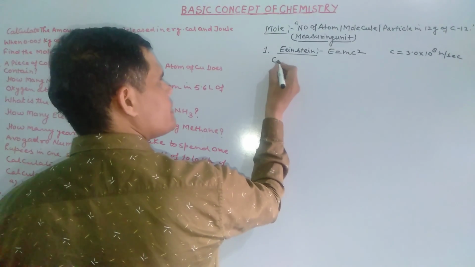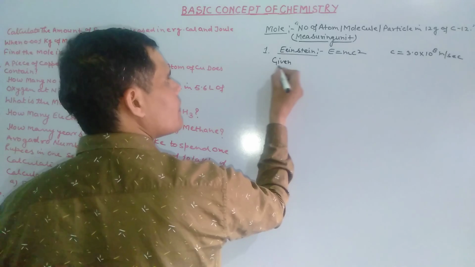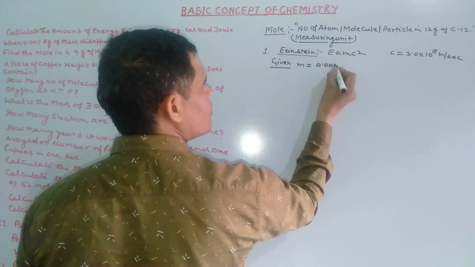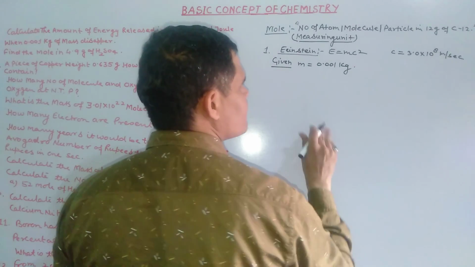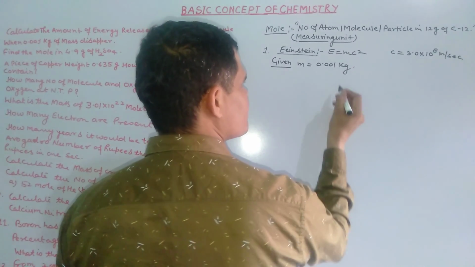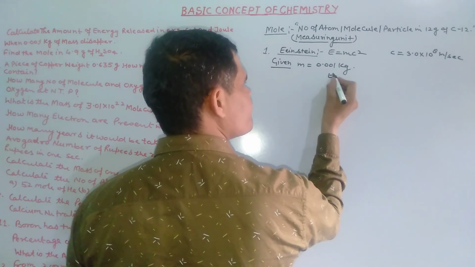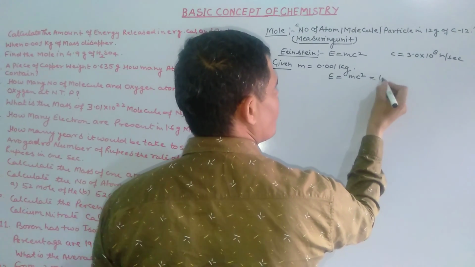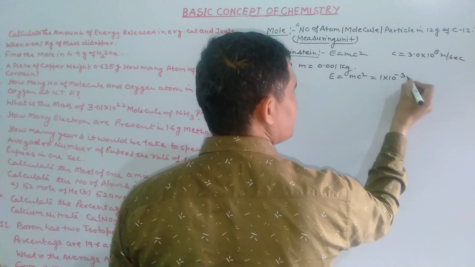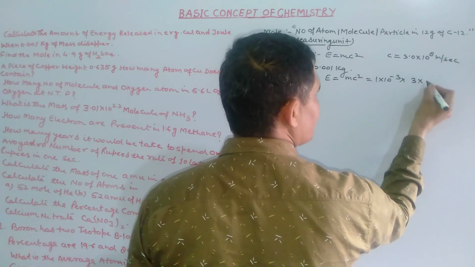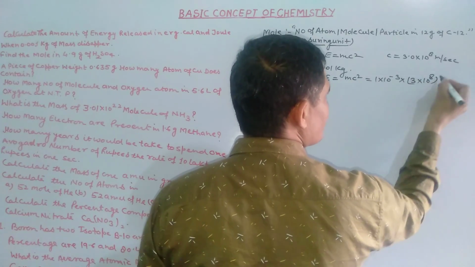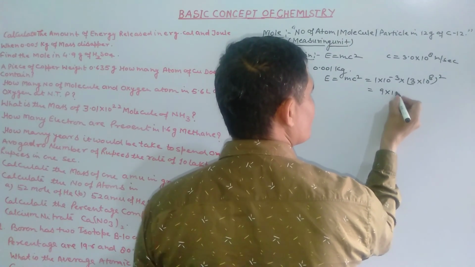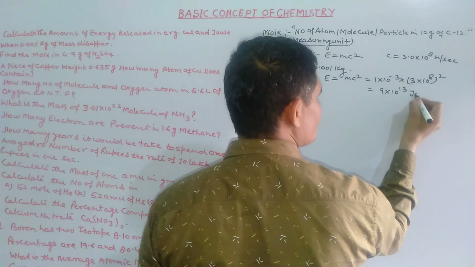The given value is that m equal to mass is 0.001 kg, hence putting the value, E equal to mc square, hence 1 into 10 to the power minus 3 into c square, 3 into 10 to the power 8 square, hence it will be equal to 9 into 10 to the power 13 joule.